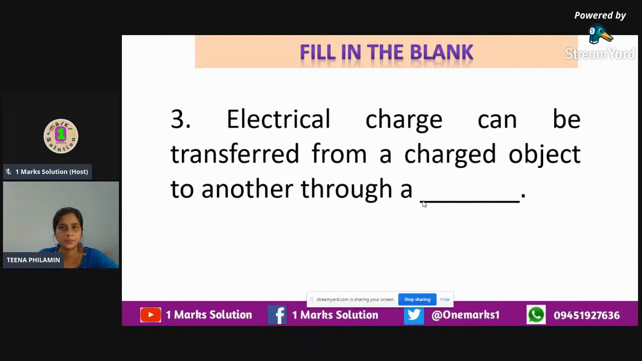Then the third one: electrical charge can be transferred from a charged object to another through a dash. We know that electrons are the charge carriers. Excess free electrons are present in metals and metallic conductors, that is, metals are good conductors of heat and electricity. So the electric charge can be easily transferred from one object to another through a metal conductor. So the answer is metal conductor.